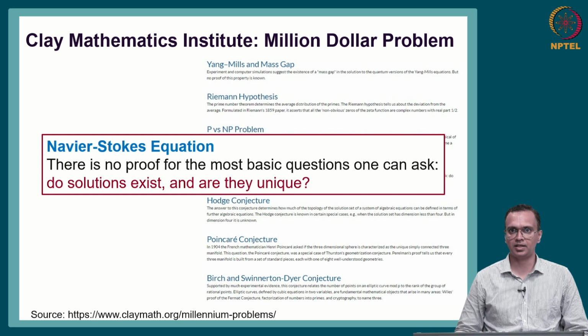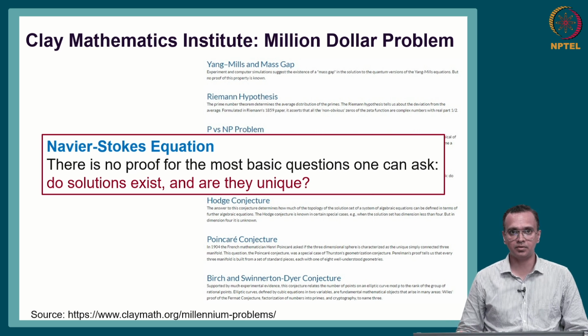The question that has to be answered to get $1 million is that there is no proof for the most basic questions one can ask here. That is, do solutions exist for the Navier-Stokes equation? So they are not asking for numerical solutions or experimental solutions. What they are asking for is a mathematical or analytical solution to the full Navier-Stokes equations. That means involving all the terms without neglecting any of them. You need to take the full Navier-Stokes equation, the unsteady convective part, the diffusive part, and also all the other forces that may be there in the problem.